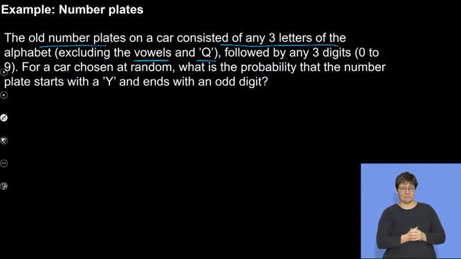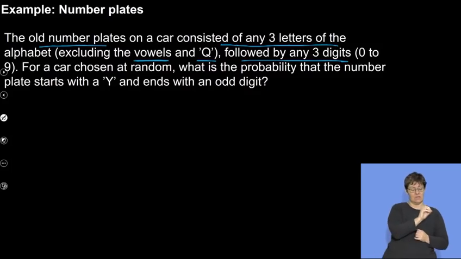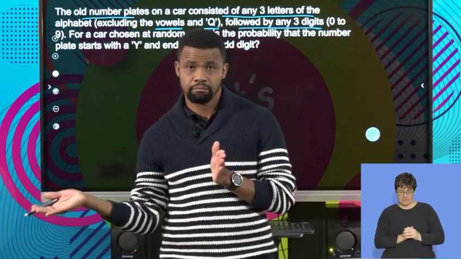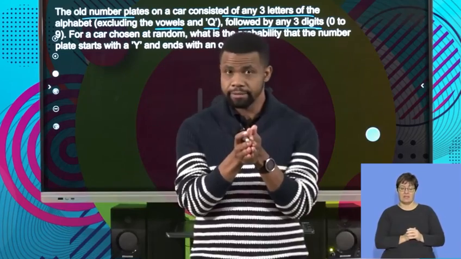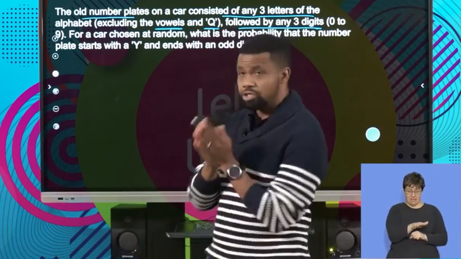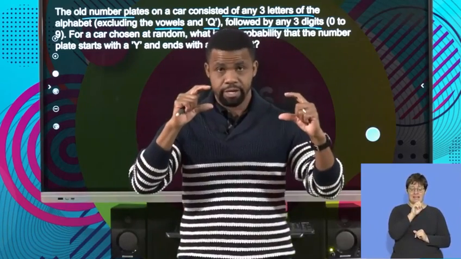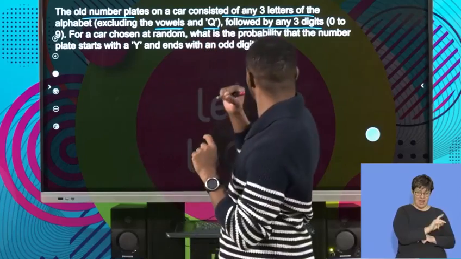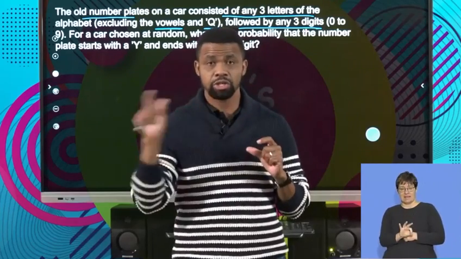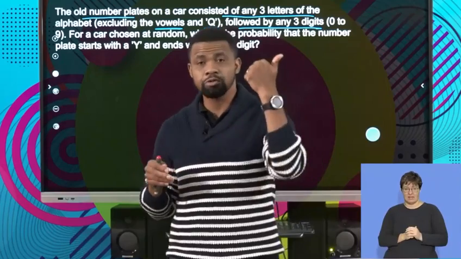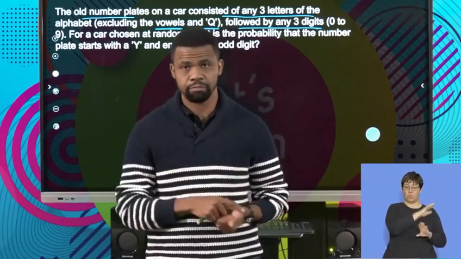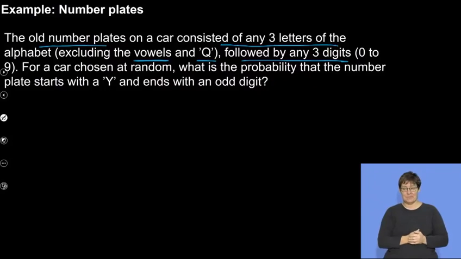Then the number plate will be followed by what? By 3 digits. What are those 3 digits? Which is 0 to 9. So remember, a number plate consists of 3 letters, then after that we have 3 digits, 0 to 9. But for letters, we cannot use vowels and the Q. Make sure you understand the question. That's very important, by reading it.